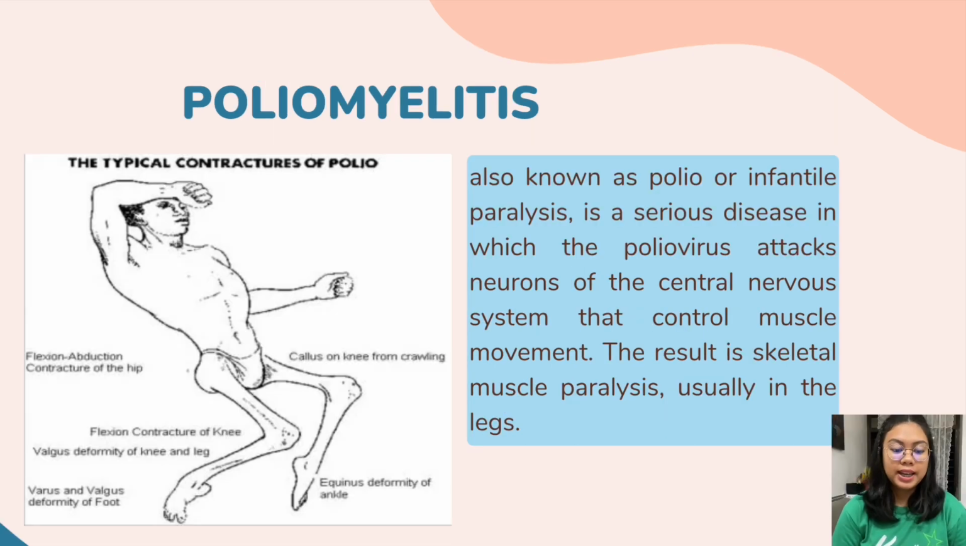Next is poliomyelitis, also known as polio or infantile paralysis, a serious disease in which the poliovirus attacks neurons of the central nervous system that control muscle movement. The result is skeletal muscle paralysis, usually in the legs.